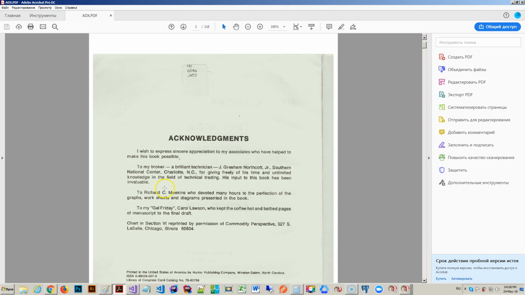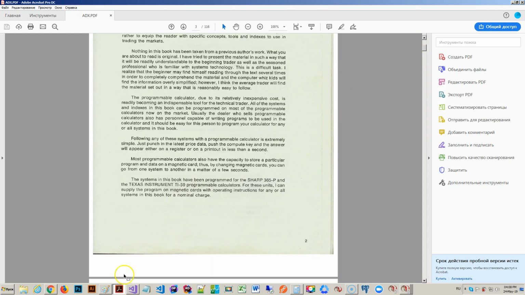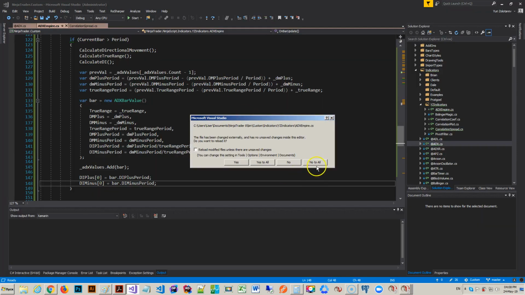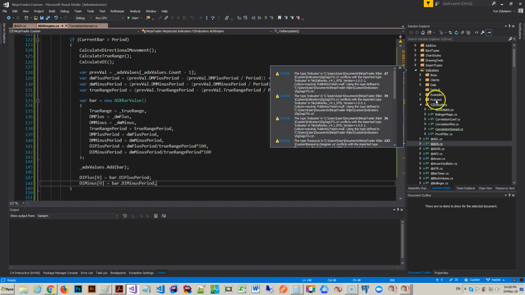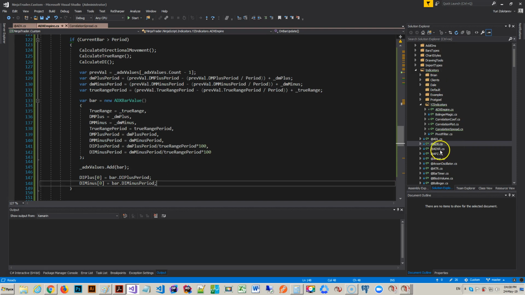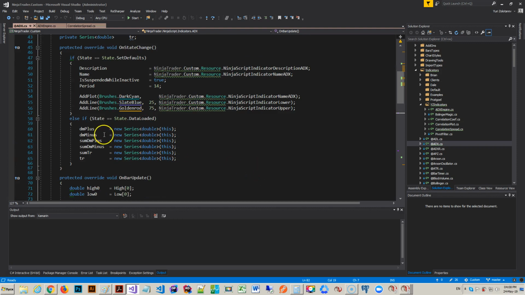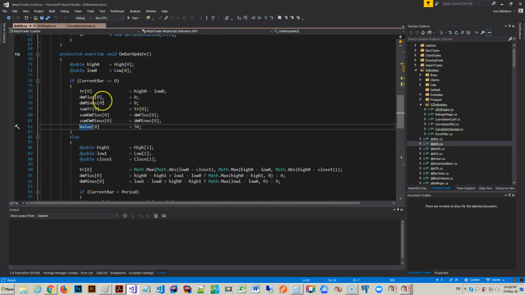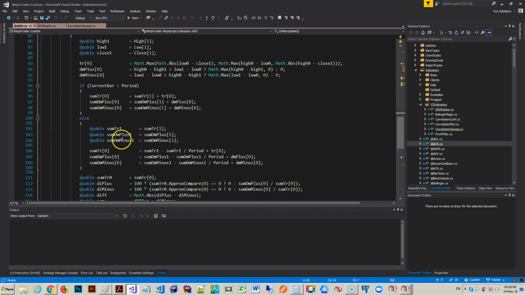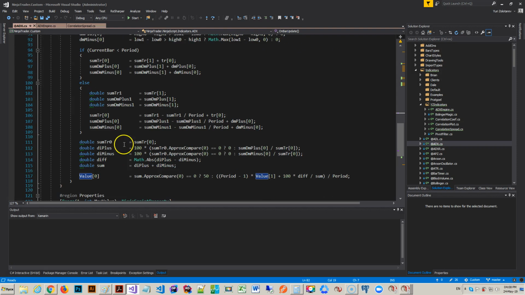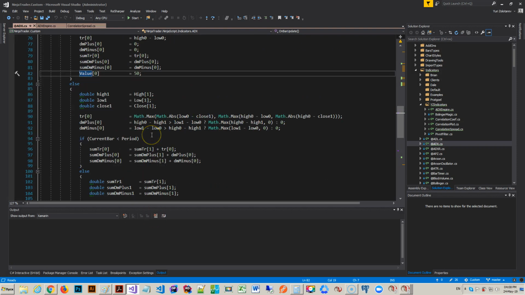NinjaTrader does have ADX, and if you go inside the ADX, there are quite a few interesting indicators that actually form the ADX. What I don't like about the ADX is that it's unidirectional. No matter if you're going up or down, it's still going to show one sort of trend strength. What I wanted to take from the ADX is the DI part.